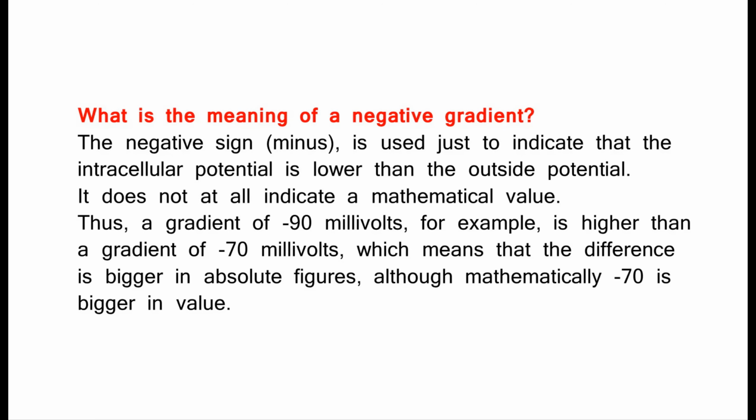What is the meaning of a negative gradient? The negative sign, minus, is used just to indicate that the intracellular potential is lower than the outside potential. It does not at all indicate a mathematical value. Thus, a gradient of minus 90 mV, for example, is higher than a gradient of minus 70 mV, which means that the difference is bigger in absolute figures, although mathematically minus 70 is bigger in value.